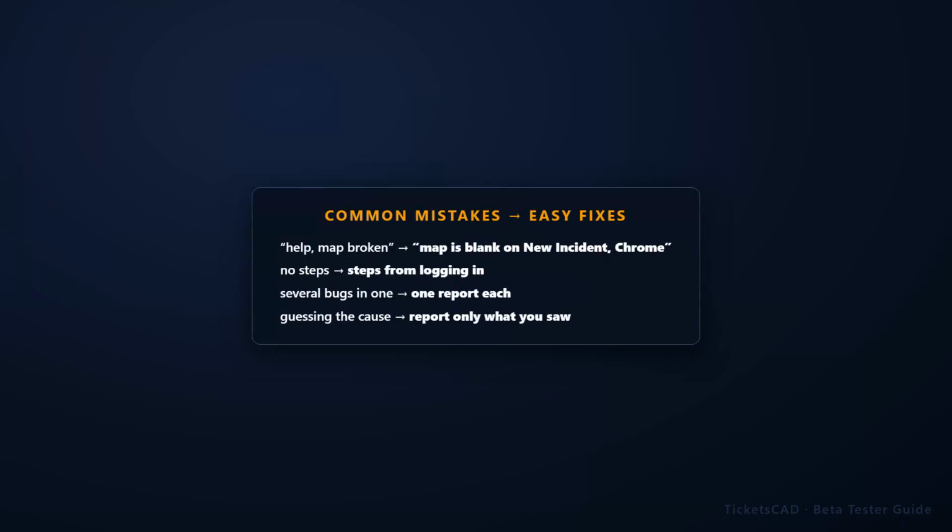Now the common mistakes and the easy fixes. A vague title like "Help, map broken" becomes "Map is blank on the new incident page in Chrome." No steps means we cannot reproduce it, so add them from logging in. Several bugs in one report get lost, so split them, one per report. And the sneaky one, guessing the cause. It is tempting to write, "the database must be broken," but that can send us down the wrong path. Just report what you saw. That is always right, a guess might not be.